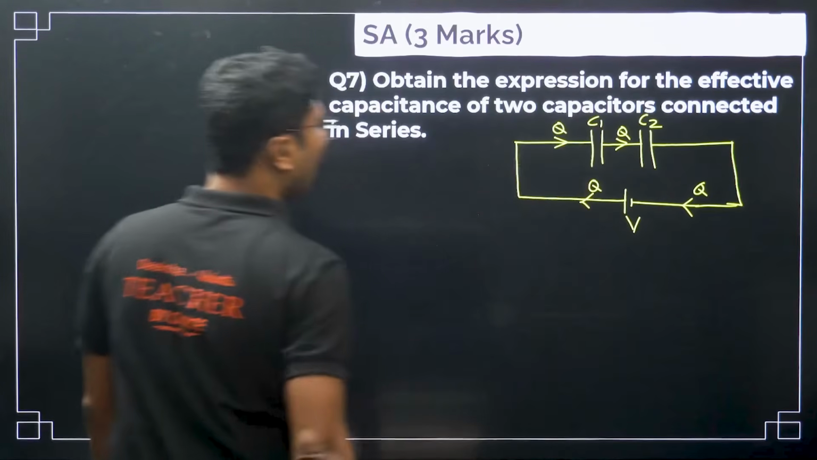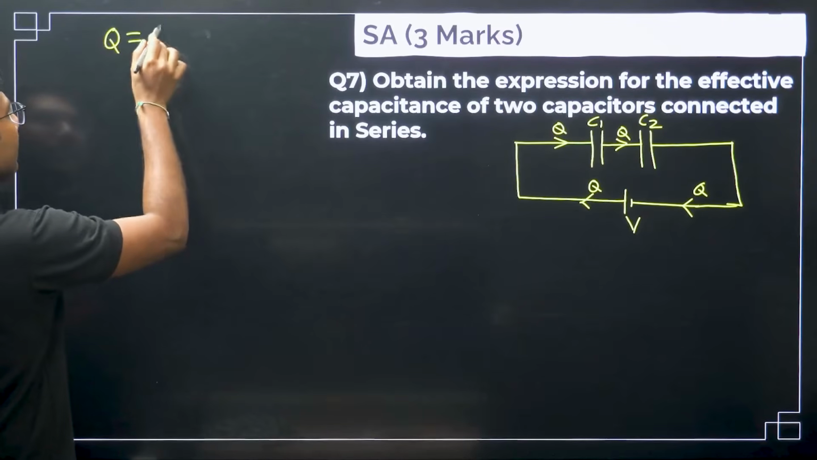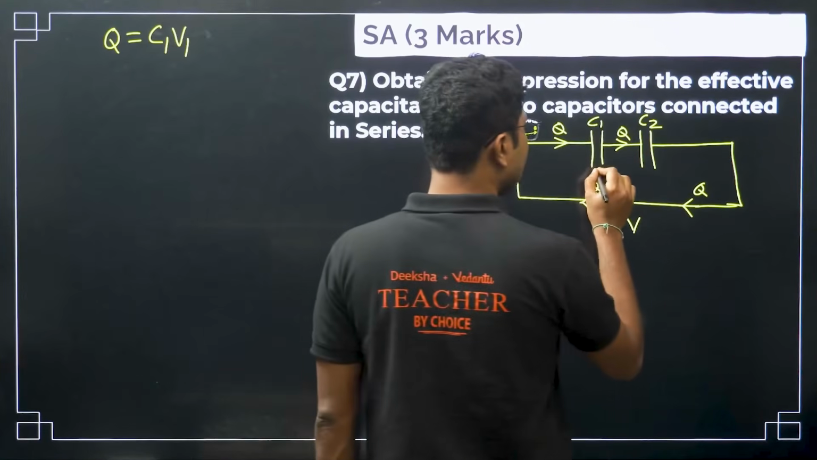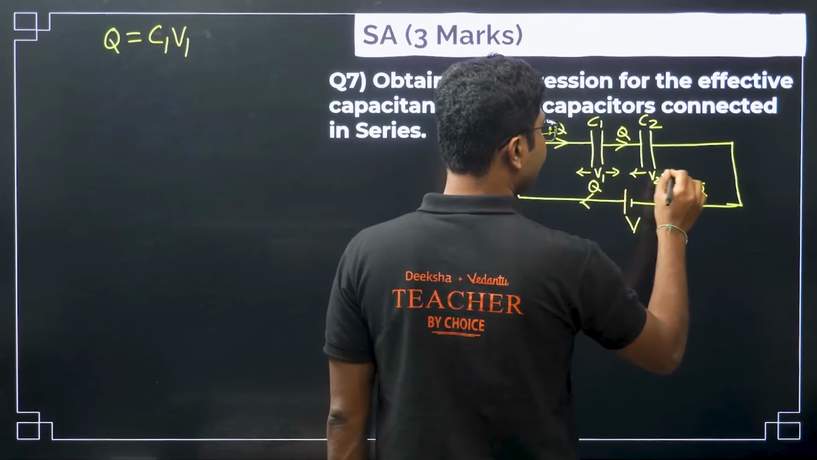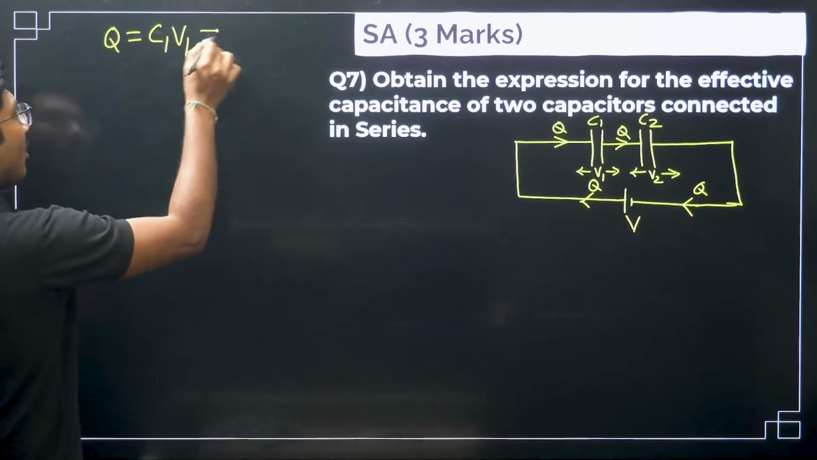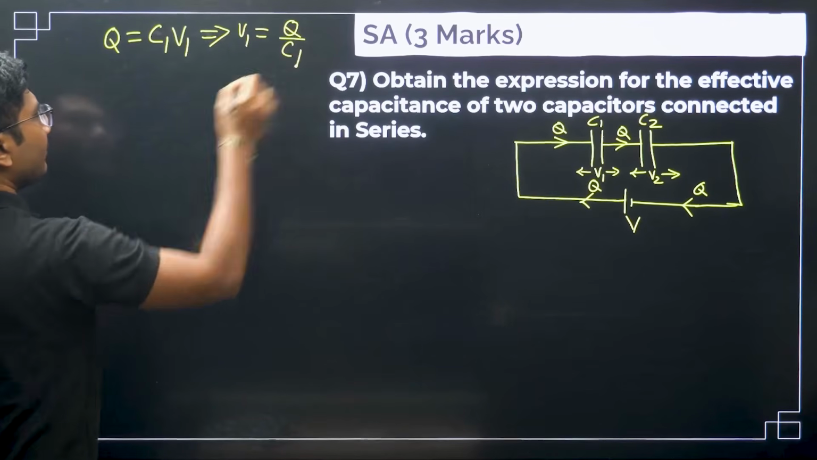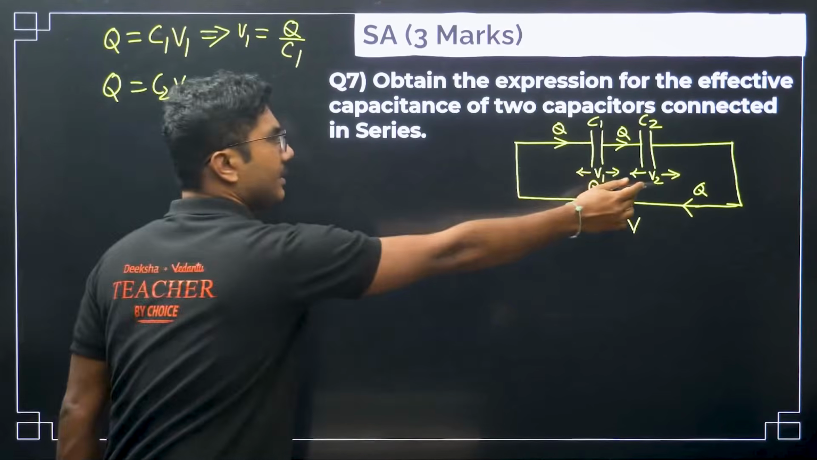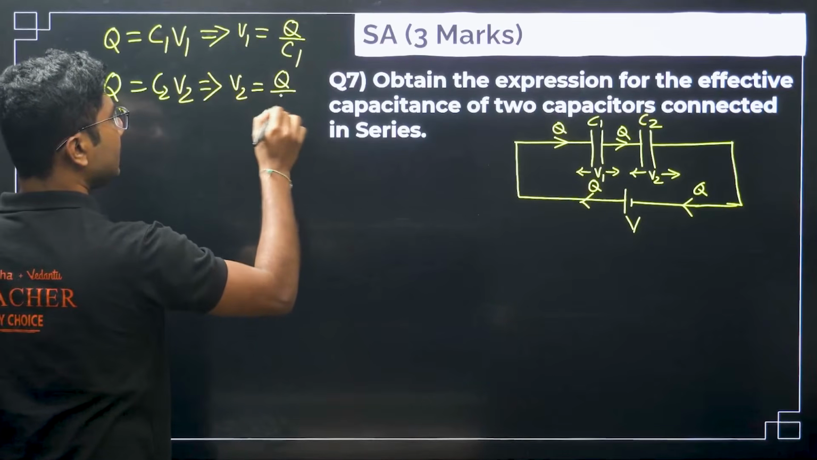Now we know that from the definition of a capacitor, Q equals C into V. If the potential across this capacitor is V1 and the potential across this capacitor is V2, then we can write Q equals C1 V1, or V1 equals Q by C1. Similarly, Q equals C2 V2 for this capacitor, and from here we can write V2 equals Q by C2.